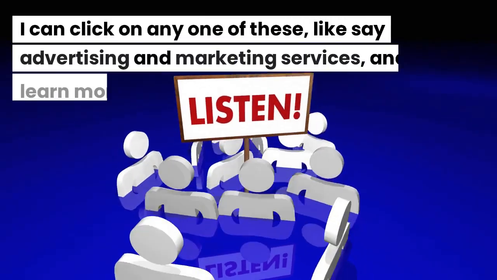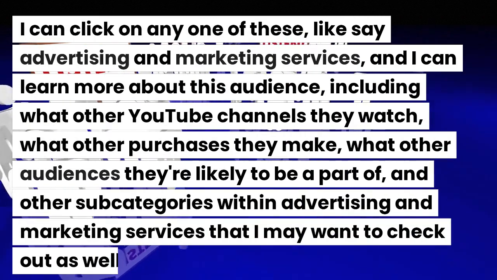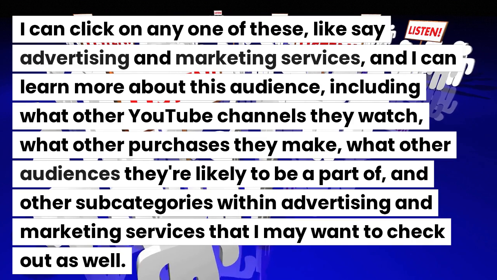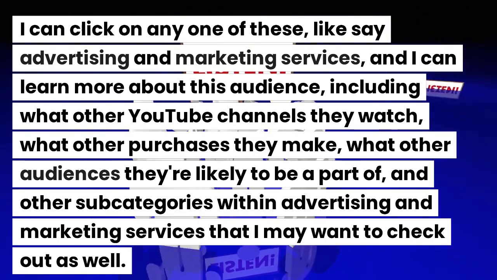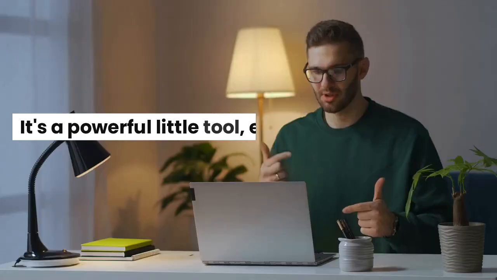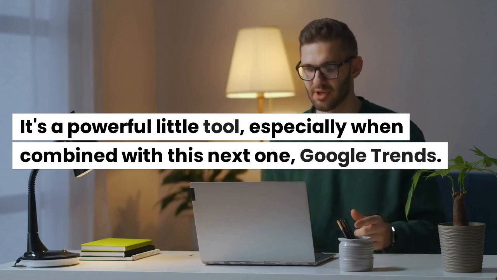I can click on any one of these, like say advertising and marketing services, and I can learn more about this audience, including what other YouTube channels they watch, what other purchases they make, what other audiences they're likely to be a part of, and other subcategories within advertising and marketing services that I may want to check out as well. It's a powerful little tool, especially when combined with this next one, Google Trends.